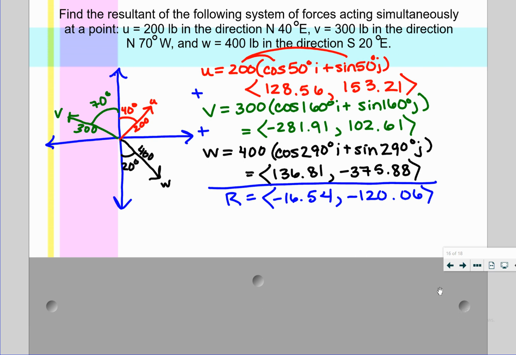290 and 160. Okay, so I'm always thinking, if I want to get to vector v, I'm starting here and I have to think about how much I have to rotate to get to v. So for the 160, I'd have to add 90 plus another 70 for that one. Or down here, I'd have to add 270 plus another 20. So it just depends what angle you're given, what direction you're given. That's why the picture really helps for that.